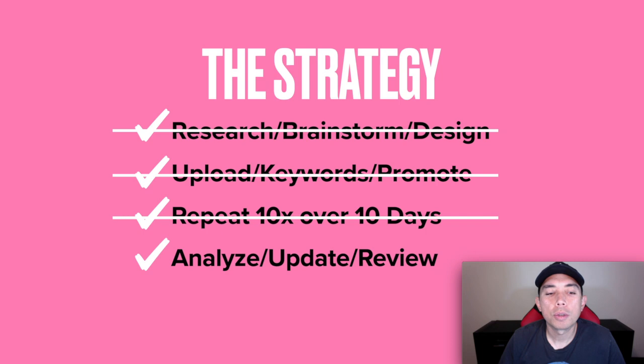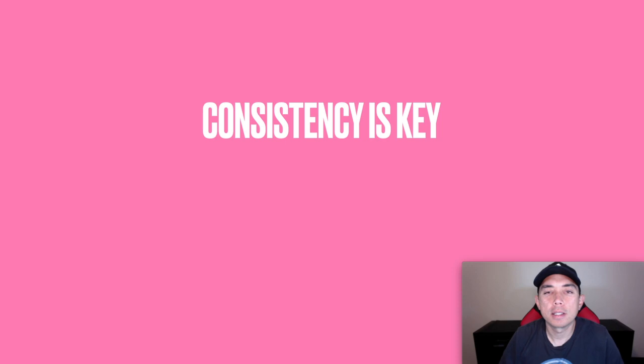So those are the 3 steps: analyze, update, and review. That is the end of this strategy for Merch by Amazon Tier 10. And remember to always be consistent. Consistency is key. Do these things every day. Look at what you can do to improve on your designs, on your uploads, on your keywords. You want to keep going and just be consistent in what you're doing.